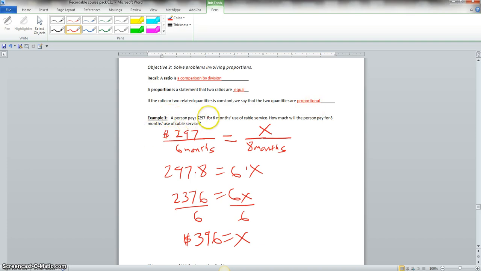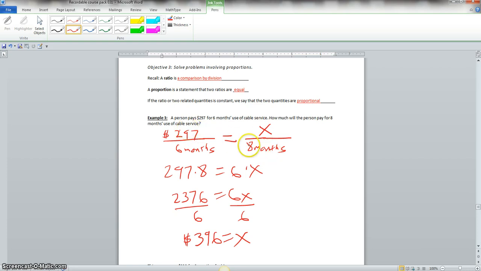Example 3. A person pays $297 for 6 months use of cable service. How much will the person pay for 8 months use of cable service? So we'll take $297 divided by 6 months and set it equal to. Now on this side, we're trying to find a dollar amount. So we have to line this up. Dollar amount equal dollar amount. Months equals months. And this is how we set up this fraction here. So we want the dollar amount for 8 months usage.